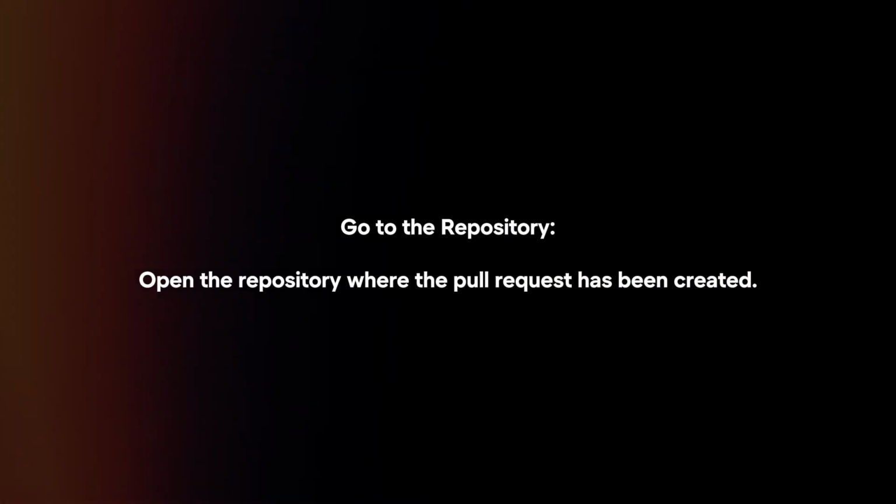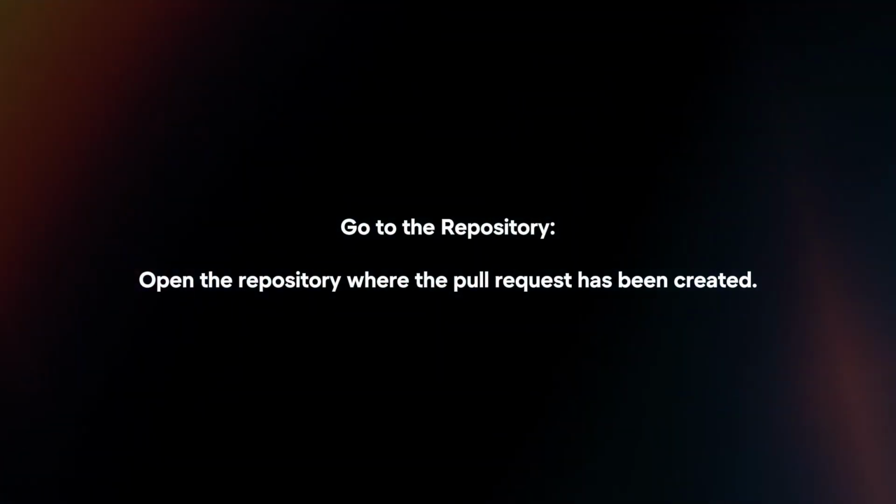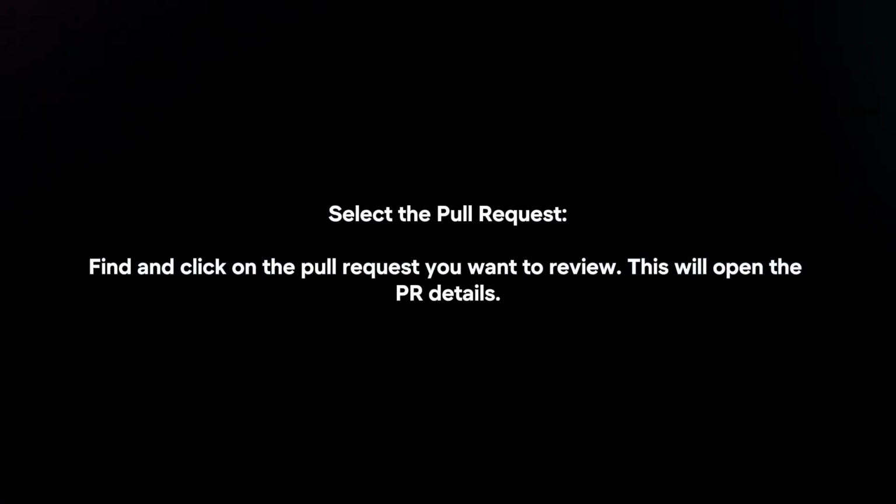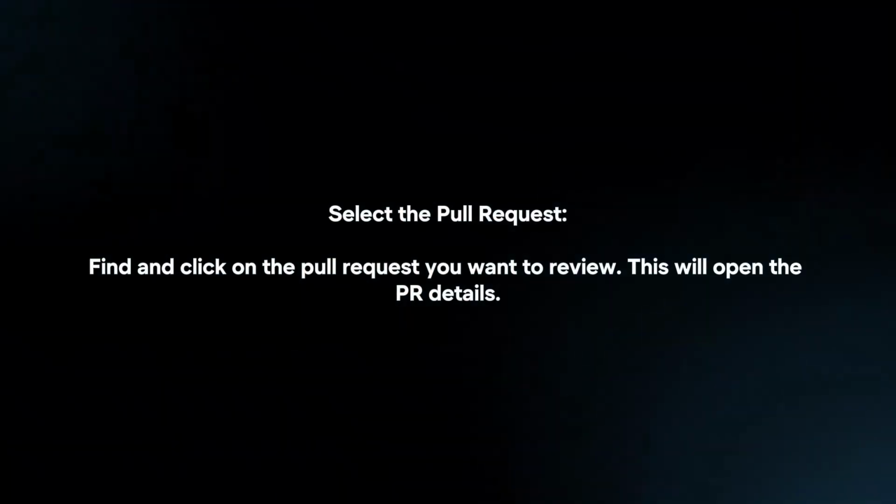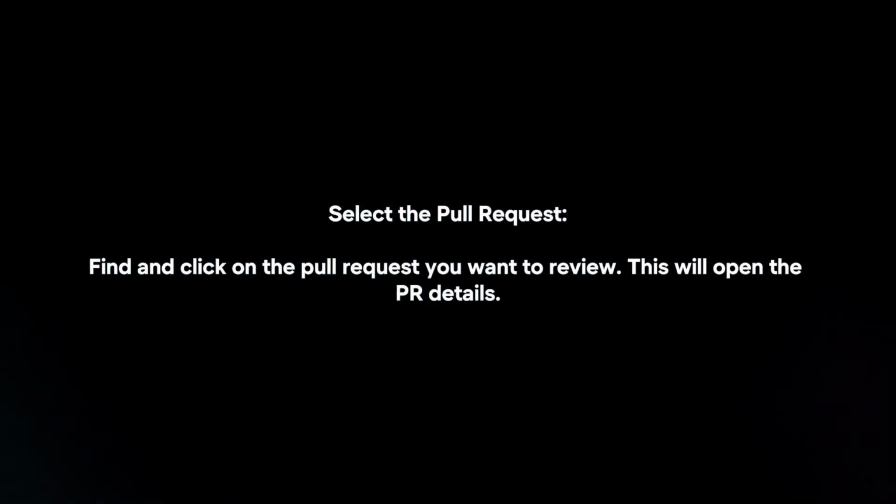Go to the repository. Open the repository where the pull request has been created. Access pull requests. Click on pull requests in the left sidebar to view the list of PRs. Select the pull request. Find and click on the pull request you want to review. This will open the PR details.